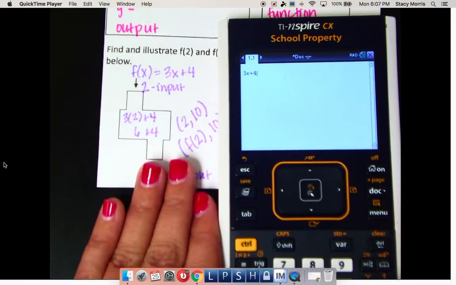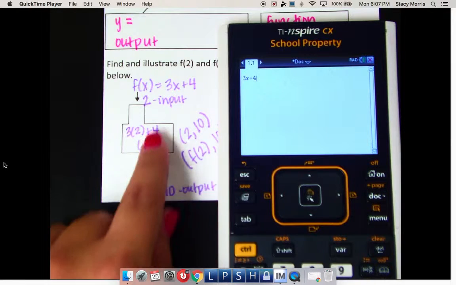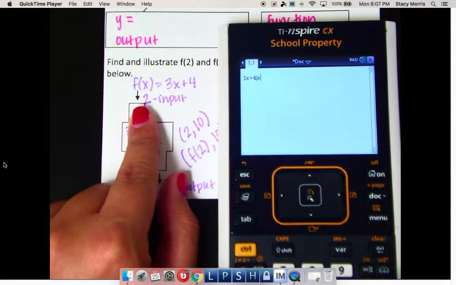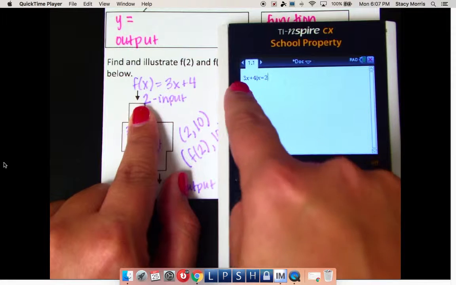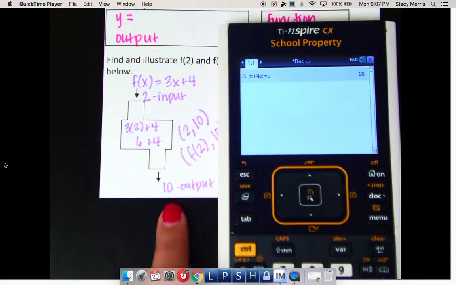So we put in our function, we put in that vertical line. So control equals, again, gets that. And we want to know what is that when x equals our input. So I have to put x equals 2. So when x equals 2, I want to know what does that equal. And so when I push enter, it tells me that it's 10, which is exactly what we got right here as our output.